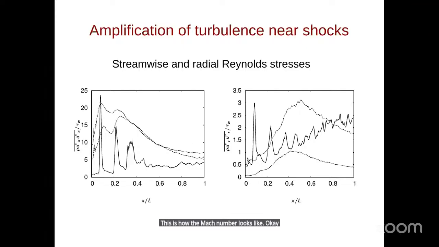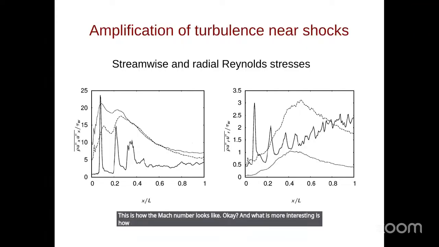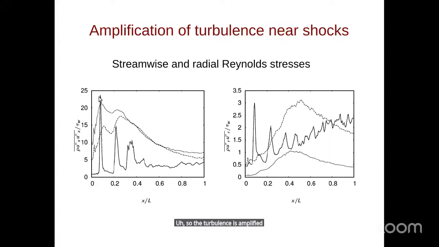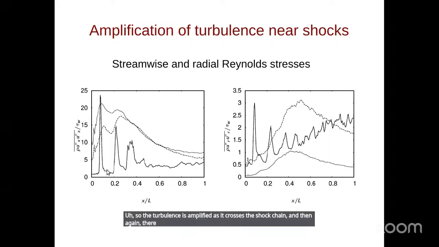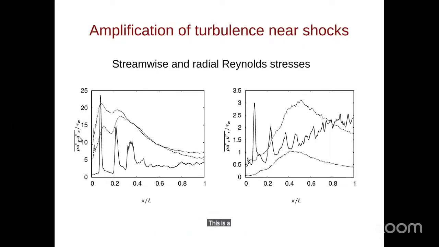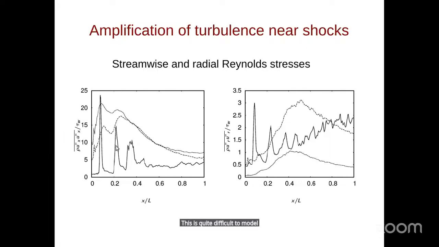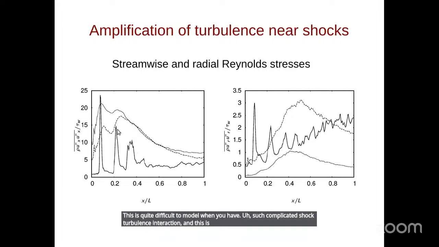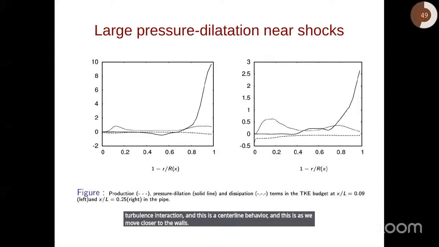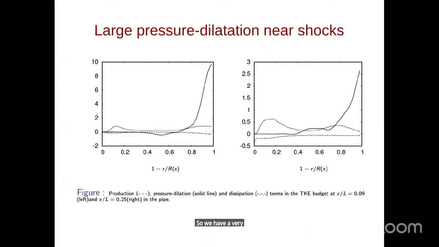What is more interesting is how the turbulence evolves across the shocks. The turbulence is amplified as it crosses the shock train, and then again there is a relaxation. This is the Reynolds stress which I have plotted, and again there's amplification, then relaxation. This is quite difficult to model when you have such complicated shock turbulence interaction. This is the centerline behavior, and this is as we move closer to the walls. We have very large compressibility effects in terms of pressure dilatation correlations, etc.